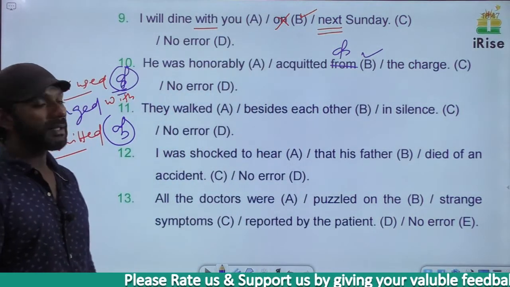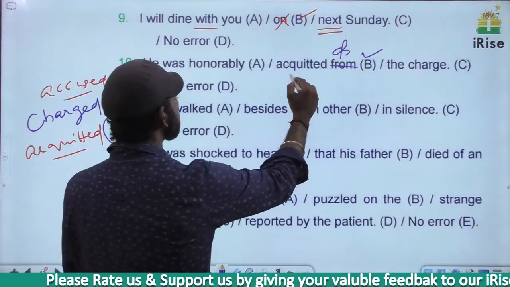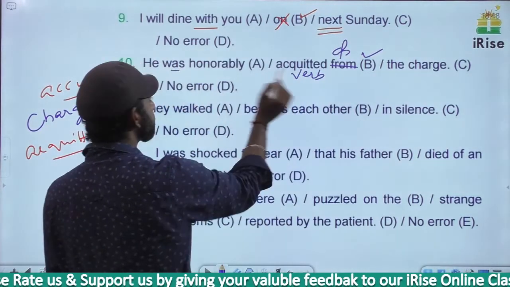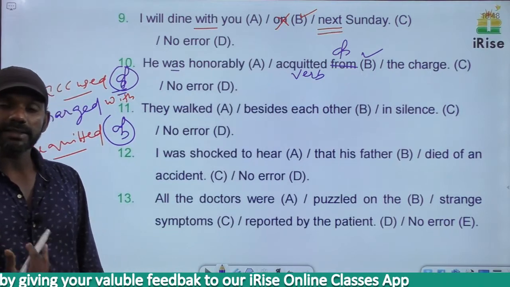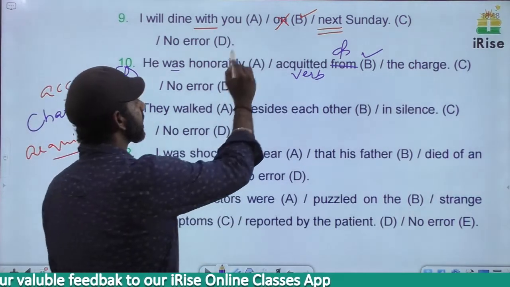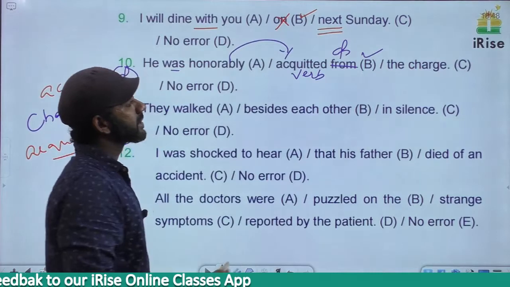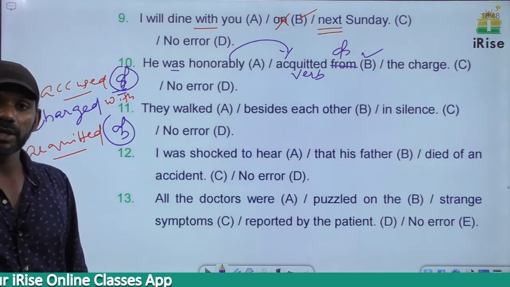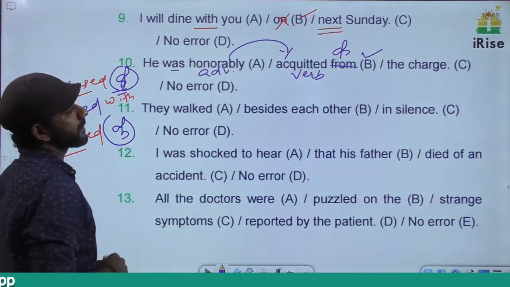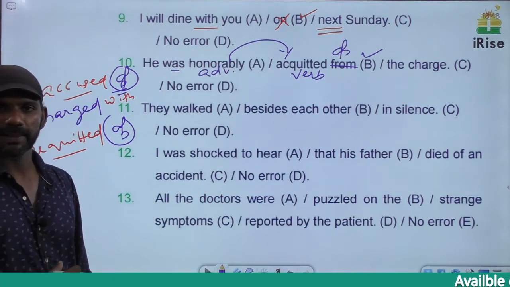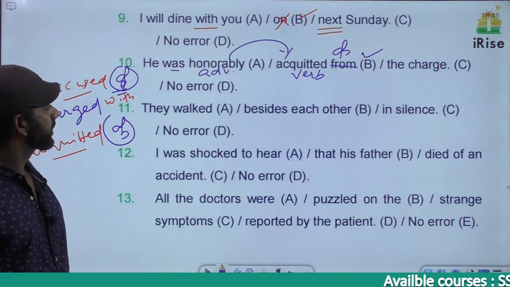He was honorably acquitted. Acquitted is a verb here. Was plus V3. Honorably acquitted, in the sense, the word honorably describes acquitted. Acquitted is a verb. Any word that describes a verb is called an adverb. So honorably becomes an adverb. Getting it? The next one.